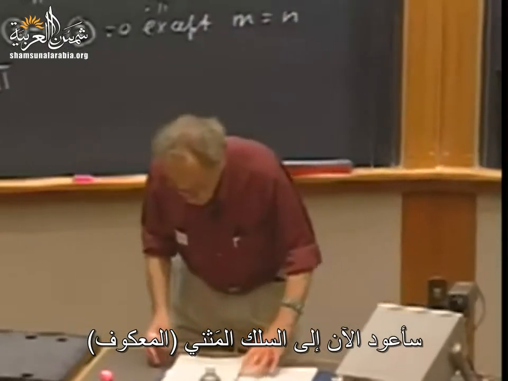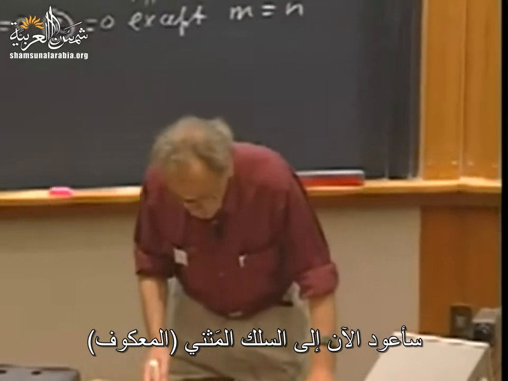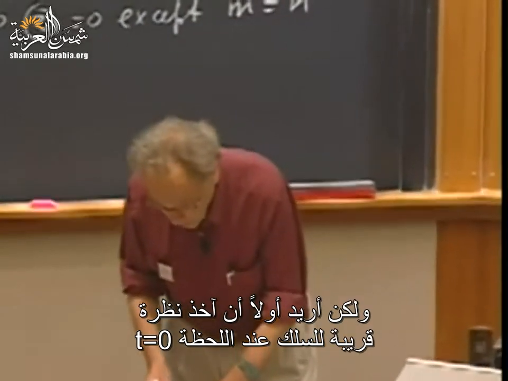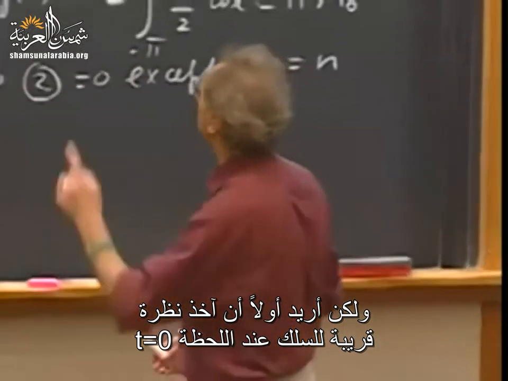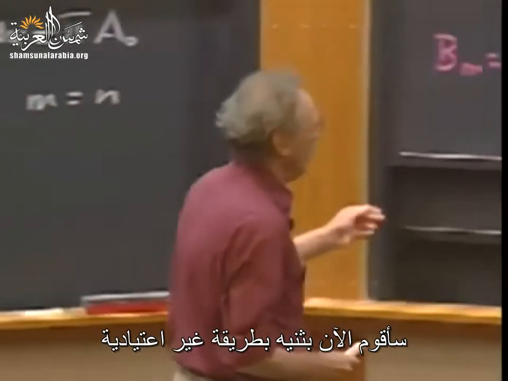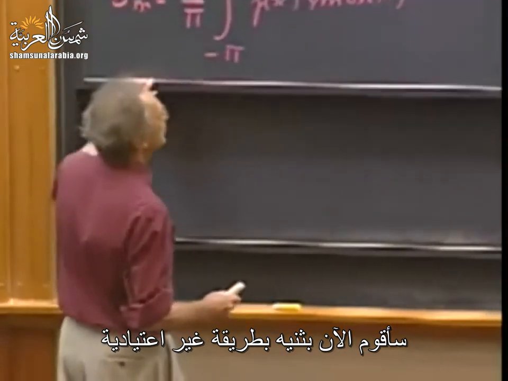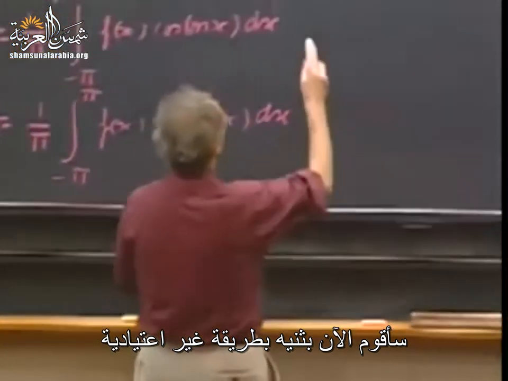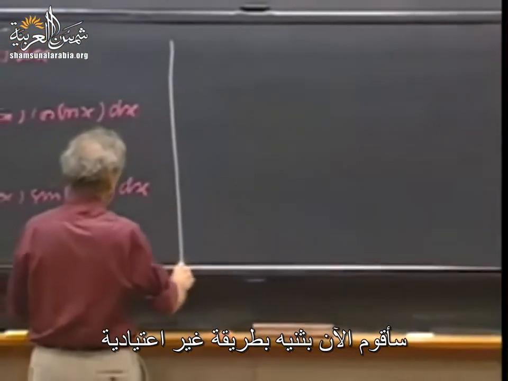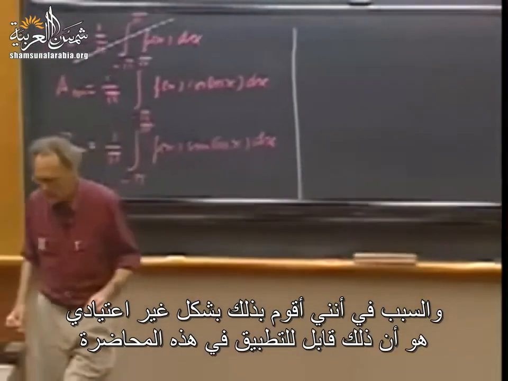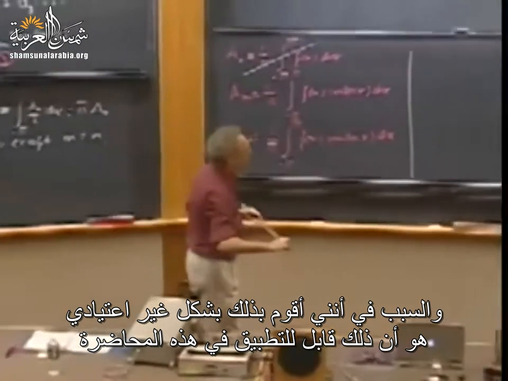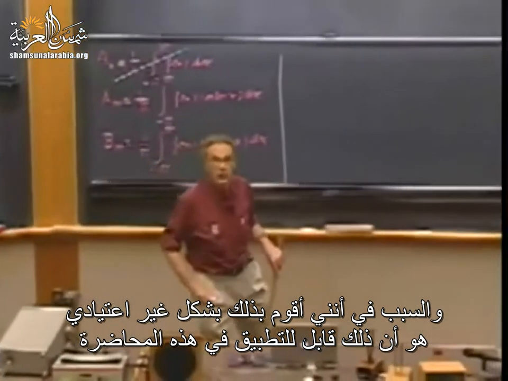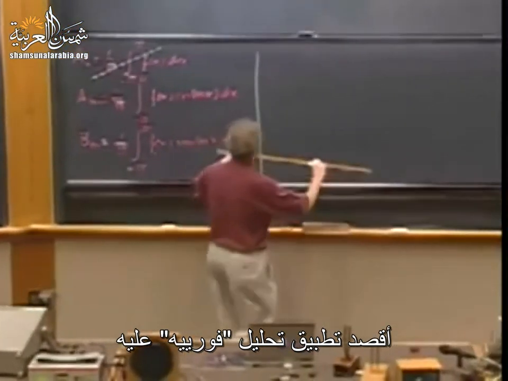So now I would like to return to the plucked string, but I first want to take a close look at it at time t equals 0. And what I'm going to do now is to pluck it in a very unusual way. And there is a reason why I do that so unusual, because that is doable in one lecture, to do the Fourier analysis on it.